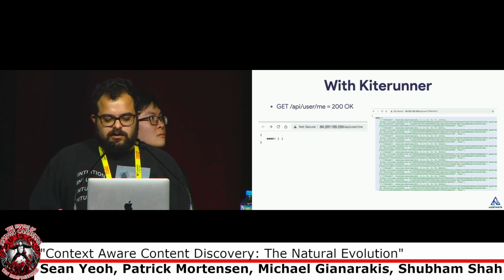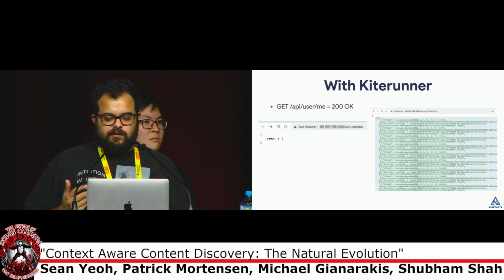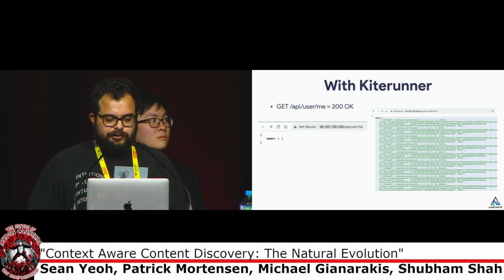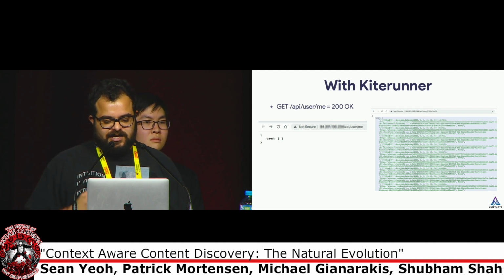But with Kiterunner, we're requesting fully formed paths. So we request /api/user/me, as that's something that we found in our Swagger specifications. And then later, we were able to find that it's actually pulling users based off a hash. And then we were able to return data for a user by hitting that specific endpoint. So with Kiterunner, you've got that extra context, and you've got that extra ability to find endpoints like these.